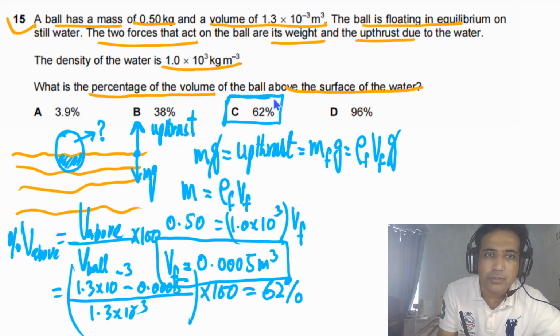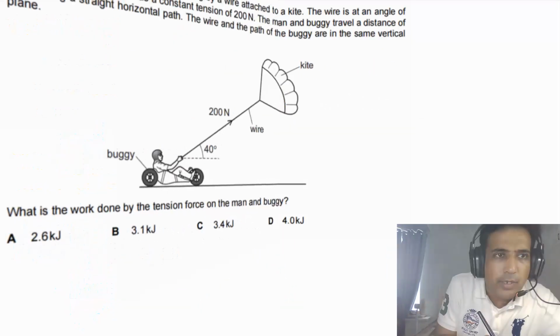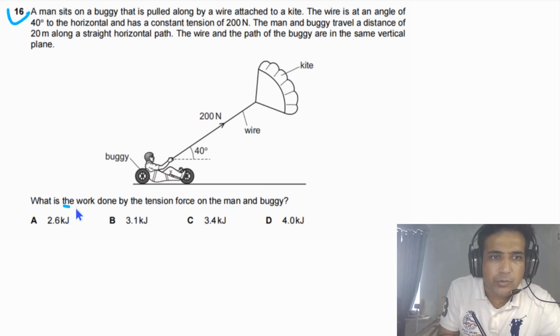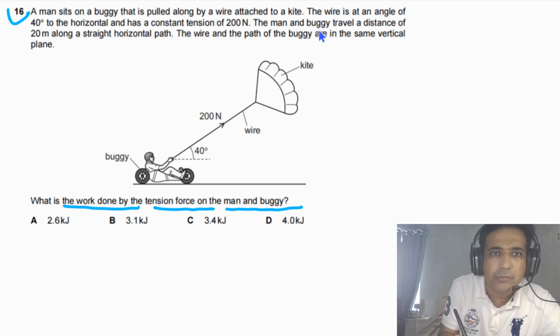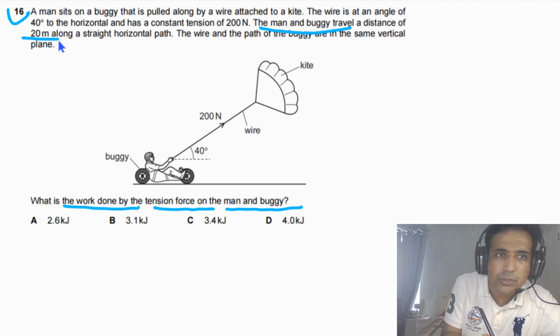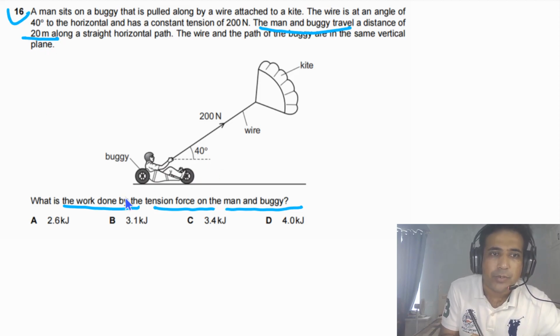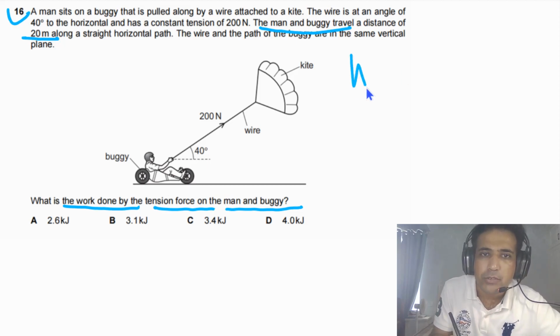A nice question on upthrust. For question number 16, we need to find the work done by the tension force on the man and the buggy. It is given that the man and the buggy travel a distance of 20 meters. So this is a very straightforward question.